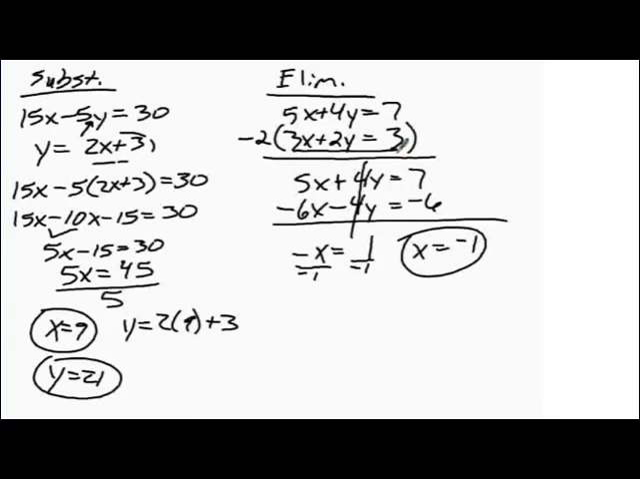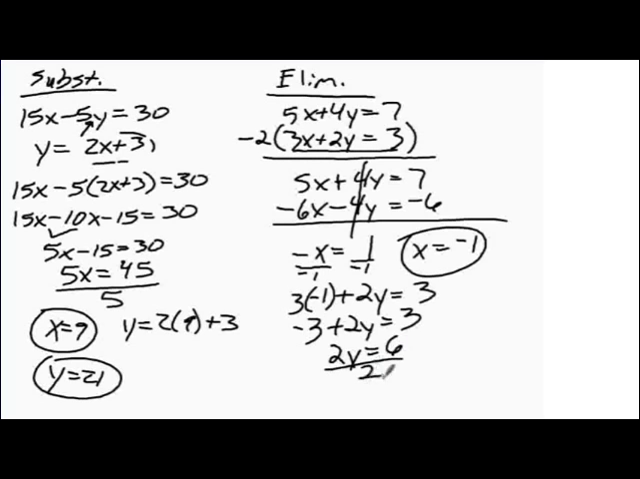So we're going to take x, we're going to plug negative 1 in for it. So we're going to have 3 times negative 1 plus 2y equals 3. This 3 times negative 1, that's negative 3, plus 2y equals 3. So now we're going to have to add 3 to both sides to get rid of this guy. So we're going to get 2y equals 3 plus 3 is 6. Solve for y, you got to divide by 2. So y is going to be equal to 3.